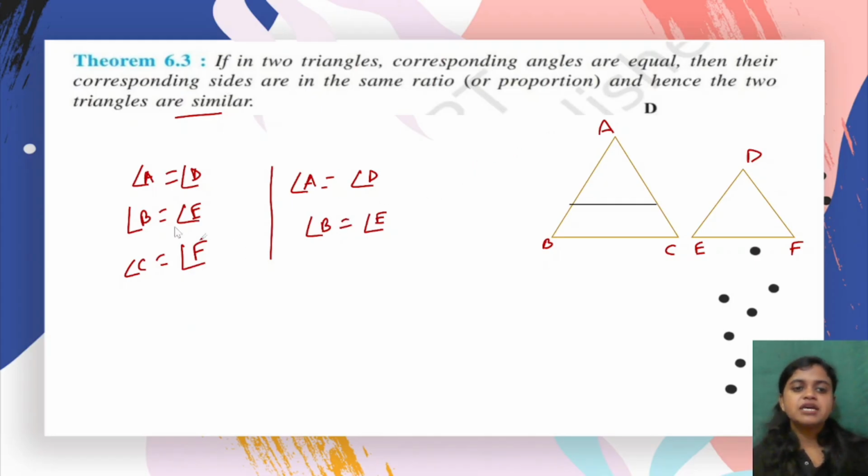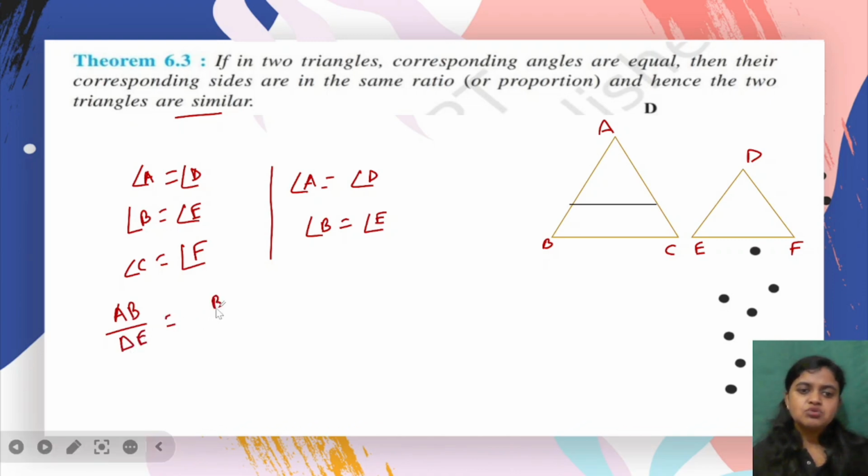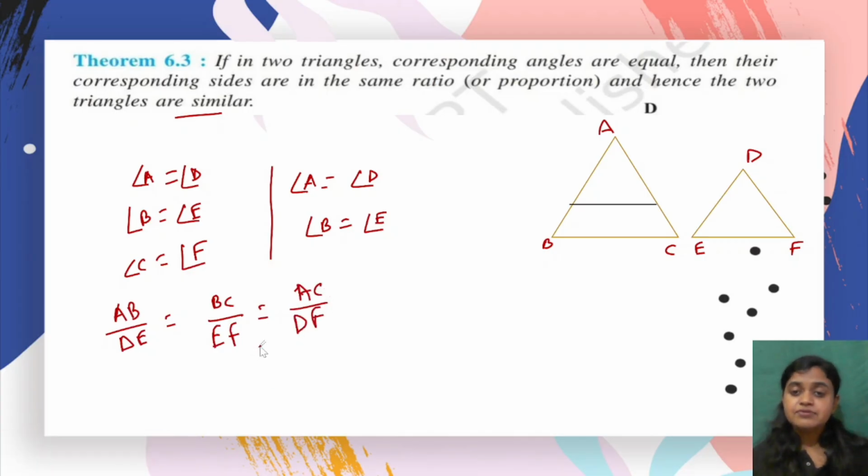If all three angles of the triangles are equal to each other, they are obviously equilateral triangles, each angle being 60 degrees. In this case we can say their sides are in ratio, meaning AB by DE equals BC by EF and AC by DF. We can say this result if their angles are equal.